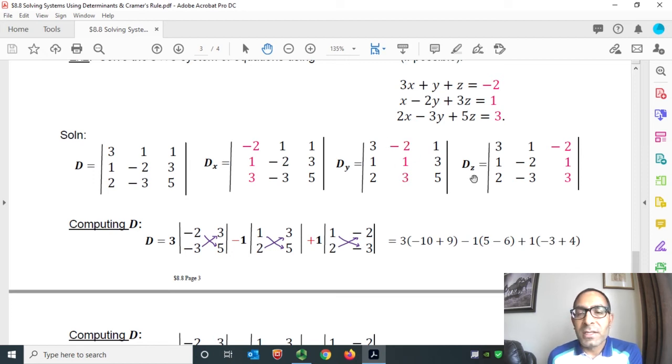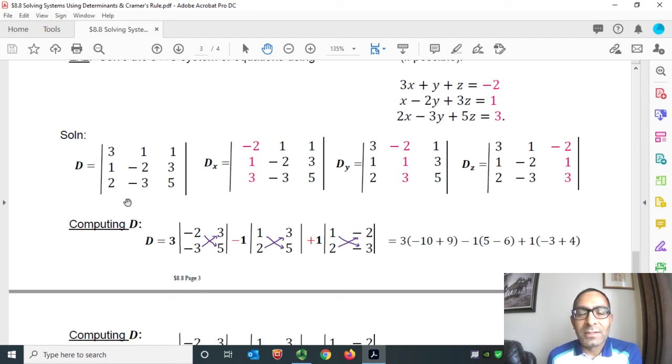Similarly, dz is the determinant of the matrix obtained from the coefficient matrix by replacing the z column by the constant column. So here, to distinguish, I put the pink color for the constant column, which has entries -2, 1, 3. We replace the x column by the constant column in dx. In dy, we replace the y column by the constant column. Similarly, in dz, we replace the z column by the constant column. I hope this formula makes sense to you all.